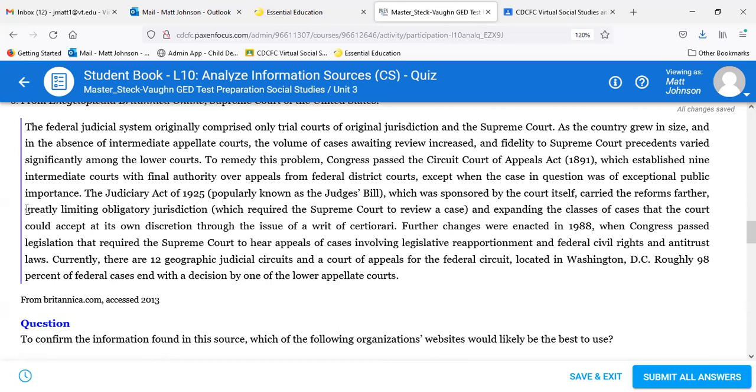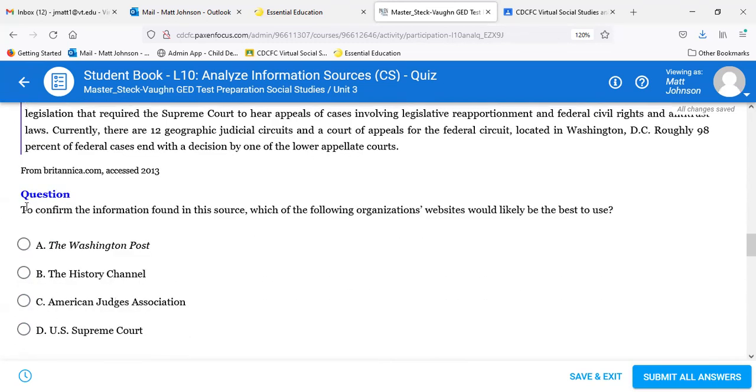Okay. And 3, yeah, we have the Britannica entry again. Christiana, would you like to read number 3 for us? Number 3 says, to confirm the information found in the source, which of the following organizations' websites would likely be the best to use? A, the Washington Post. B, the History Channel. C, American Judge Association. And D, U.S. Supreme Court.